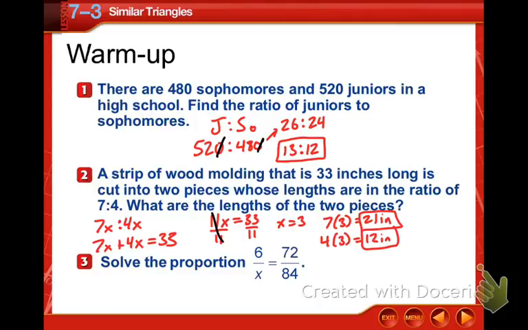Number 3, we need to solve the proportion. So all that means is we are going to cross multiply. So x times 72 is 72x. And 6 times 84 gets us 504. We now divide by 72. So x is equal to 504 divided by 72, which comes out to be 7.